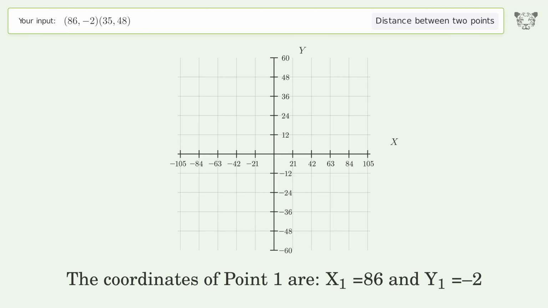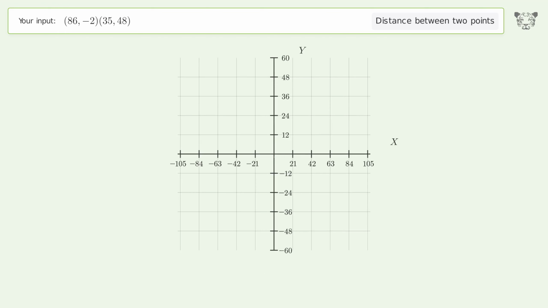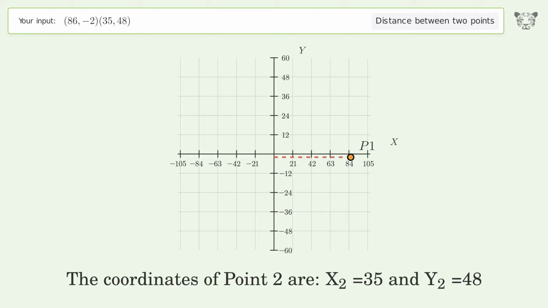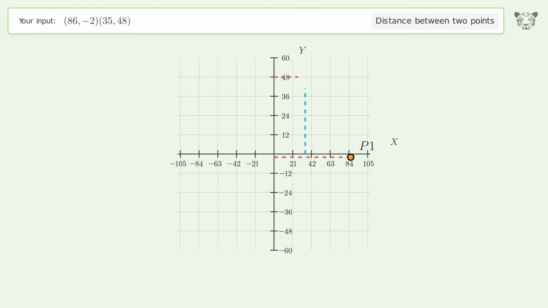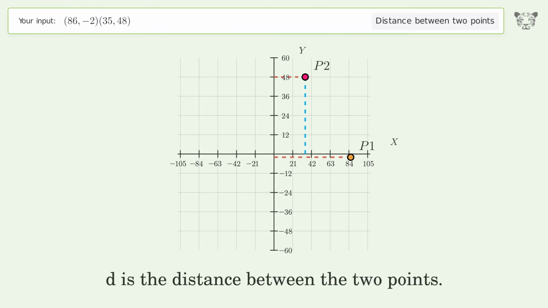The coordinates of point 1 are x1 equals 86 and y1 equals -2. The coordinates of point 2 are x2 equals 35 and y2 equals 48. D is the distance between the 2 points.